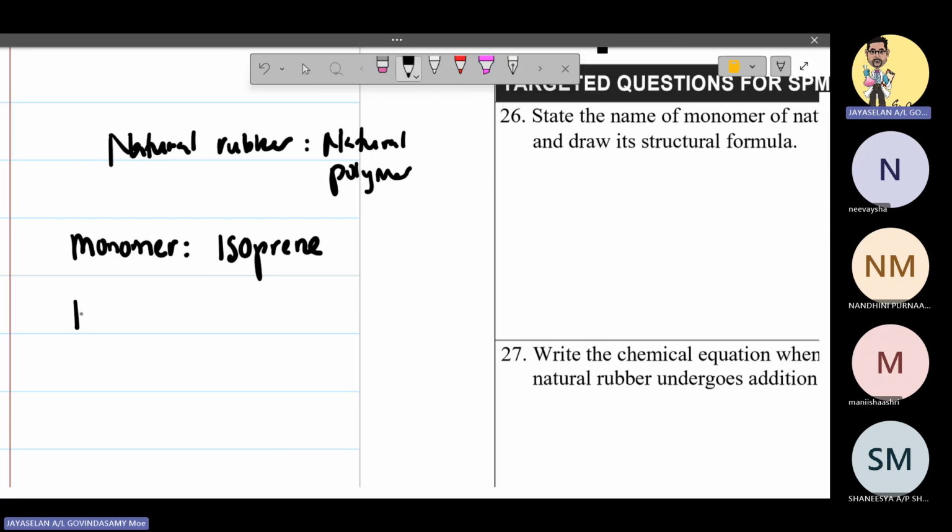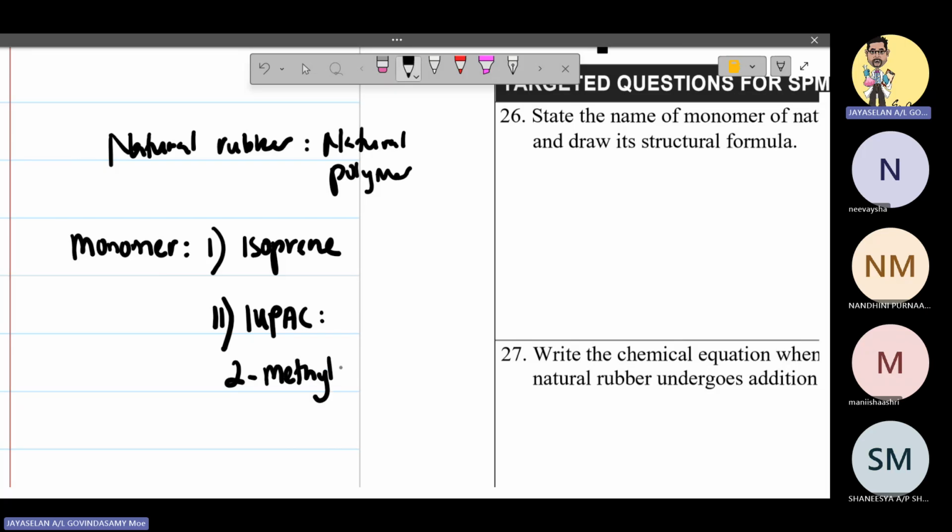But you must remember one more name. The monomer has two names, and you must memorize both. The common name is called isoprene. By using isoprene, you cannot draw the monomer, you know. You must remember one more name, which is the IUPAC name, International Union of Pure and Applied Chemistry. The IUPAC name of the monomer isoprene is called what? 2-methylbuta-1,3-diene.